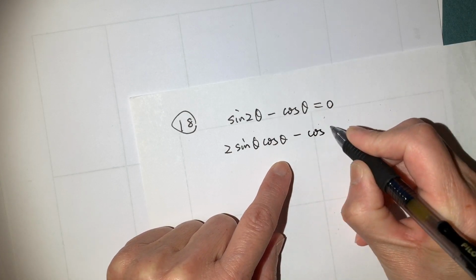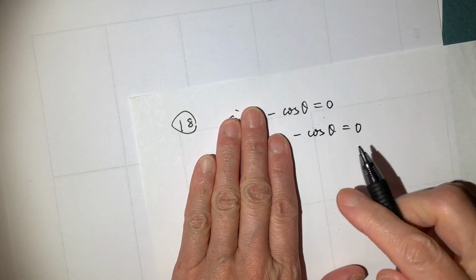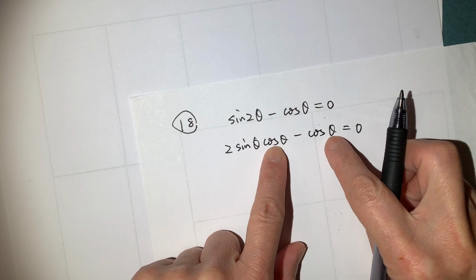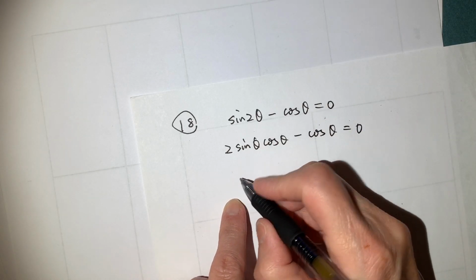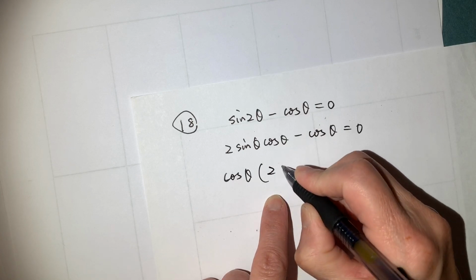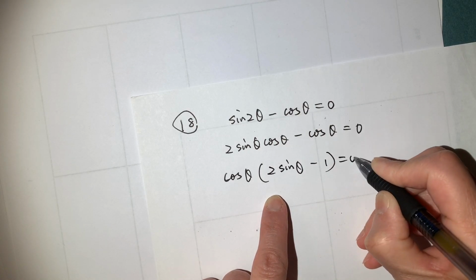Sine 2 theta equal to this, okay? Minus cosine theta equal to 0. So the first, we change it to the equivalent. The second one, just copy it. And they both have cosine theta. So cosine theta, bring it out: 2 sine theta minus 1 equal to 0.